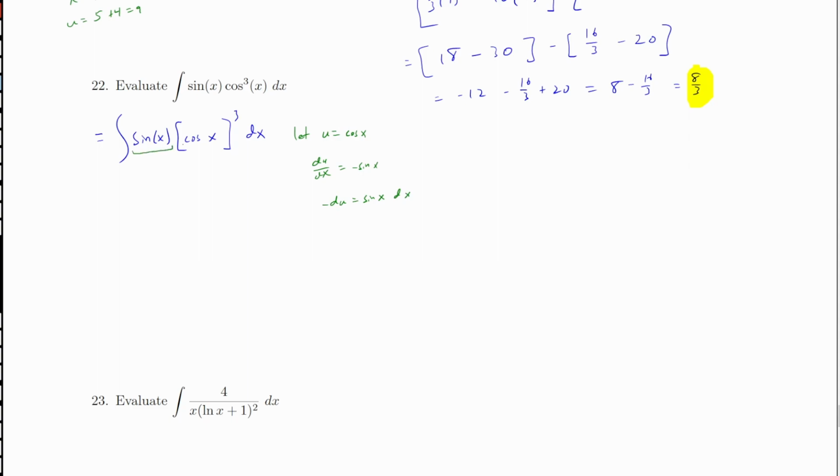And I have that sine x dx in my original problem. So that's going to become a negative du. Cosine x is a u, so we have a u cubed. So I'm integrating negative u cubed du. Use the power rule. I add 1 to the power, divide by the new power. And now we go back to x's. So we have negative cosine x to the 4th divided by 4 plus c.